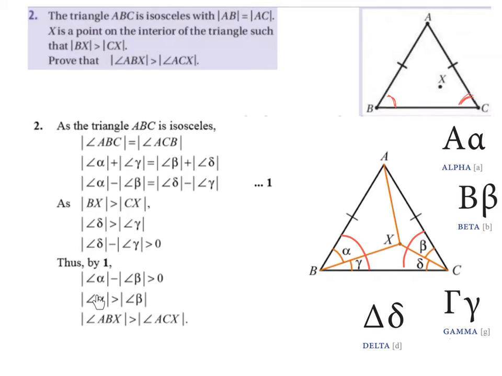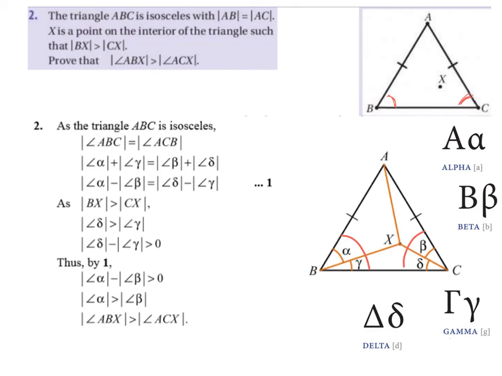Remember, angle alpha is the angle ABX. And angle beta is the angle ACX. So if angle alpha is greater than angle beta, then angle ABX is greater than angle ACX. And that's what we were asked to prove, that angle ABX was greater than angle ACX.